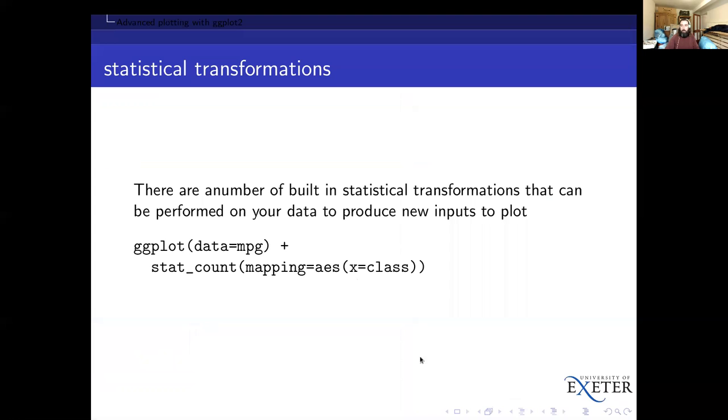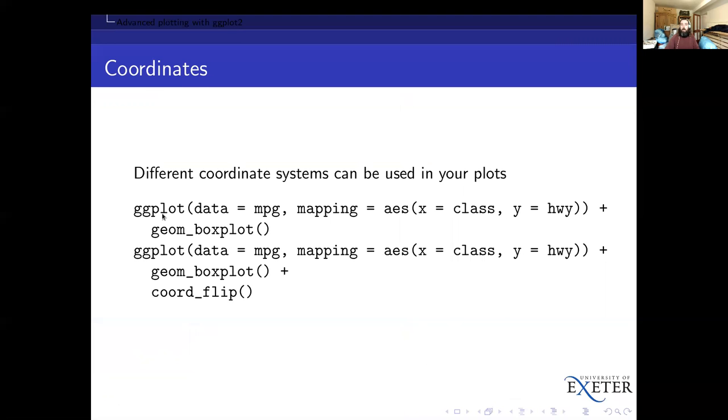Right. We can also use different coordinate systems on our plots, and this is useful when you want to change the orientation or manipulate the type of plot that you're using. So here we've got the box plot geometry layer that we're going to use. And you can see that we're passing our aesthetics in globally, so these don't need to go into the box plot layer. And then what we're going to do is perform a coordinate flip on them.